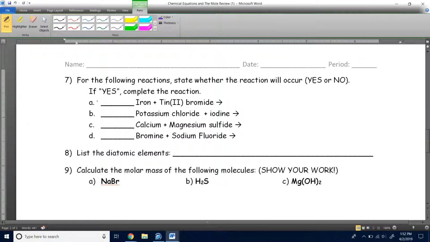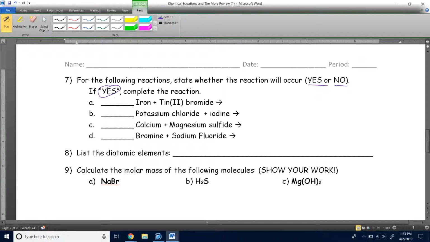Okay. So for the first problem, number 7, it's asking for the following reactions. We're going to state whether the reaction is going to occur or will not occur. Okay. So perfect, easy, yes or no answer. If it is a yes, if the reaction can occur, then we have to complete the reaction. Not too hard though, because remember we've learned this already once before.